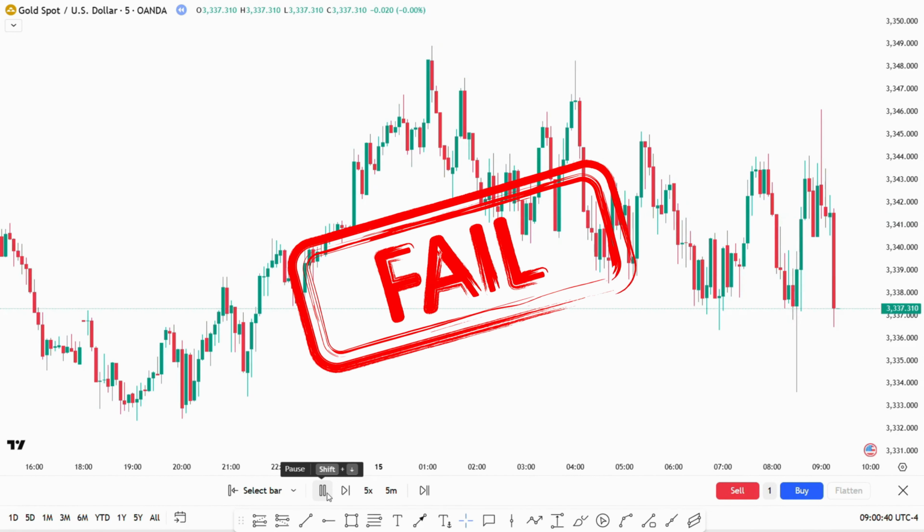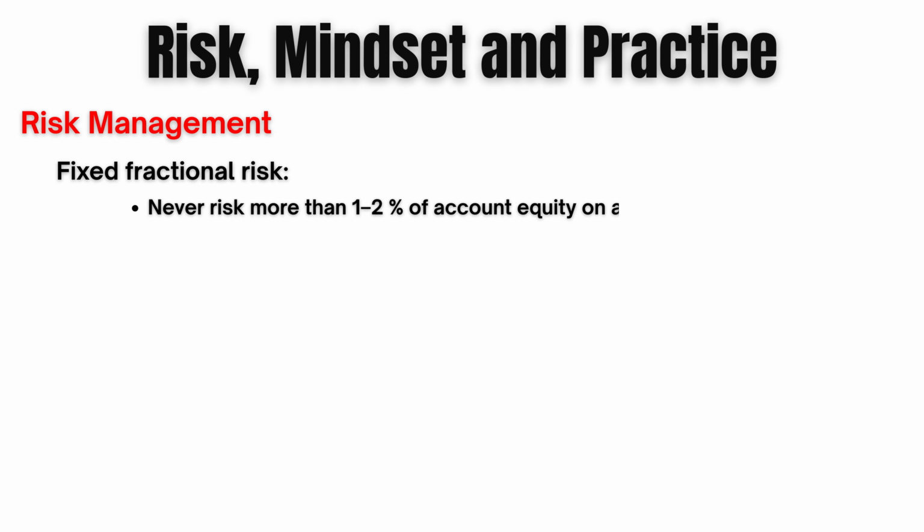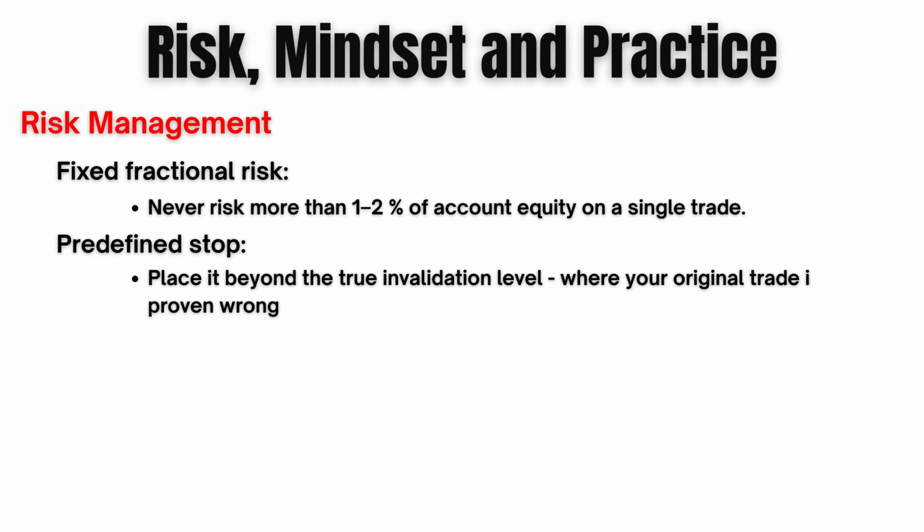Even the cleanest setups fail. That's normal. What keeps you in the game is risk discipline and mental conditioning. Risk management. Fixed, fractional risk. Never risk more than 1 to 2% of account equity on a single trade. Predefined stop. Place it beyond the true invalidation level, where your original trade idea is proven wrong.